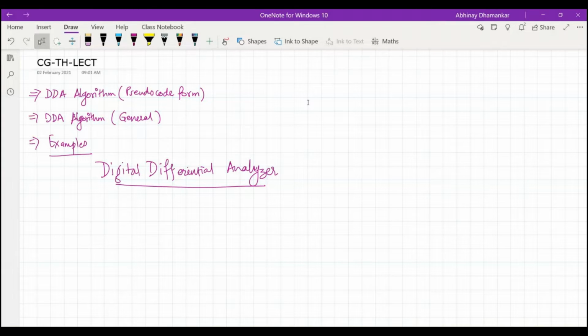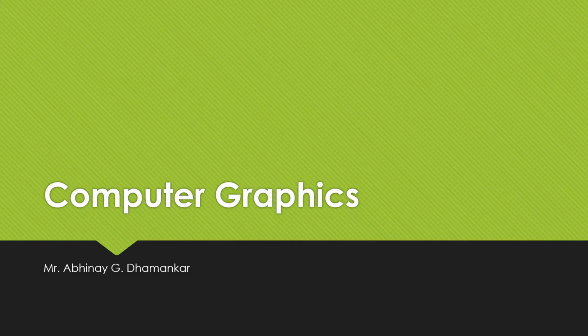In the exam, nobody is going to ask you to write an algorithm. Instead they will tell you about a digital differential analyzer and ask you to solve problems based on that. So we need to solve these problems and plot the points onto graph paper, or maybe draw the lines on graph paper, that kind of stuff. So moving ahead with our digital differential analyzer, let's start our session.